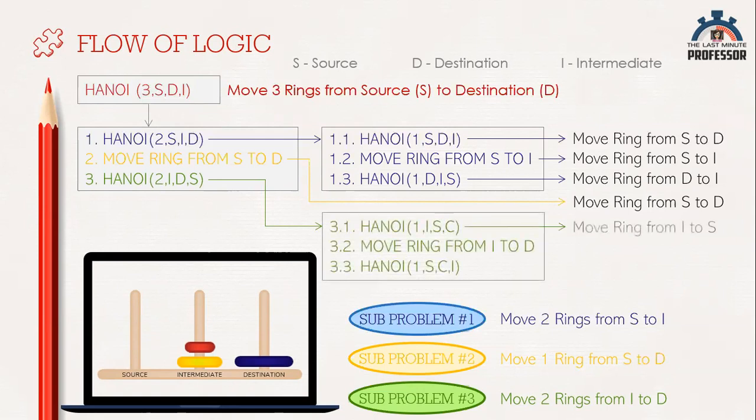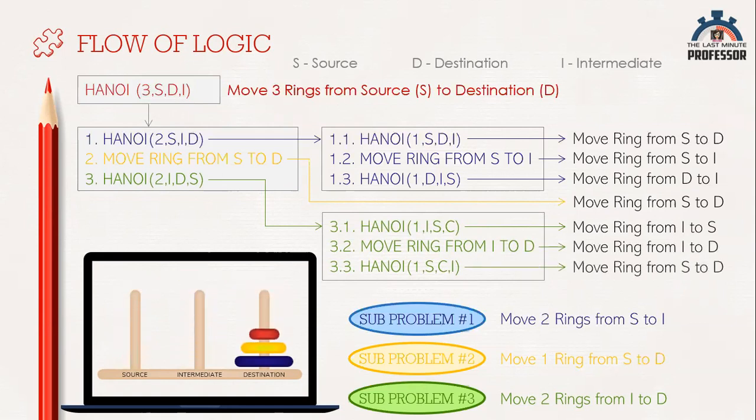Move n minus 1 rings, that is 1 ring, the red ring, from intermediate to the source rod. Then move nth ring, the yellow ring, from intermediate to destination. Then move n minus 1 ring, that is 1 ring, the red ring, from source to destination. That's it, we are done.